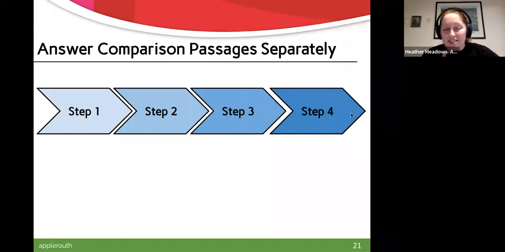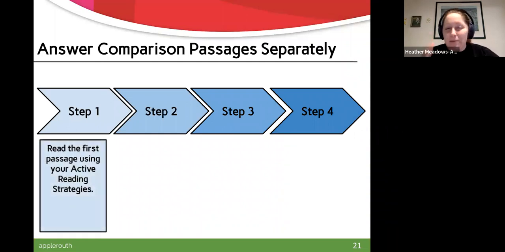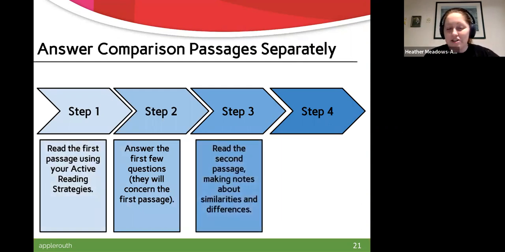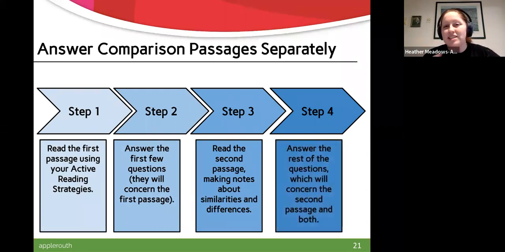And there is a comparison passage, right? One of those is comparison. It typically is one of the science ones. Those are a little bit different. Whenever you see the comparison one, you'll know it's comparison. You can tell it's got 2 separate pieces to it. You want to read your first passage using annotation, things like that. Make sure you're marking up your page as much as you can. Then answer the first few questions that you have. Then read the second passage, make notes about similarities and differences, and then answer the rest of the questions. So the strategy for the comparison passages is to treat them as separate passages. It's going to help you get through the questions a little bit better.